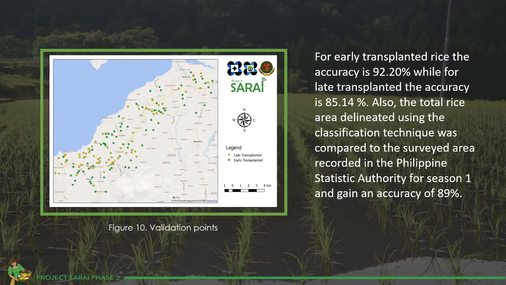Rice area from the color composite of Sentinel-1 image was computed and compared to the reported area in PSA and gained an accuracy of 89%.